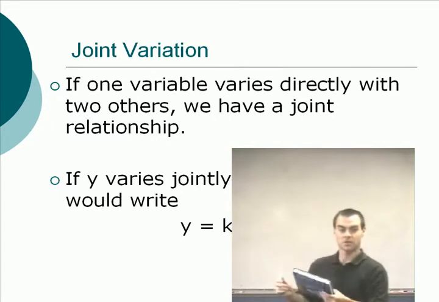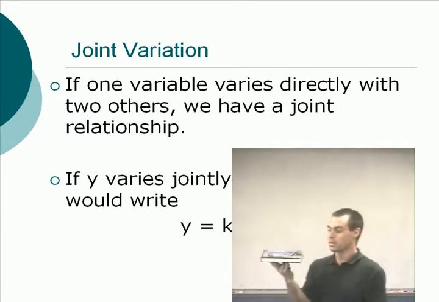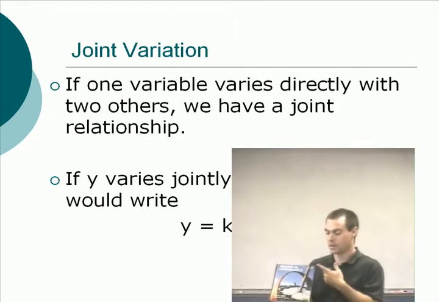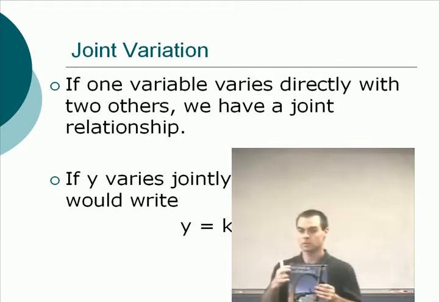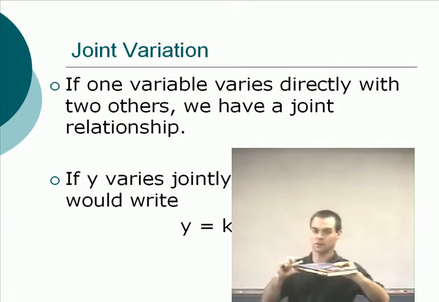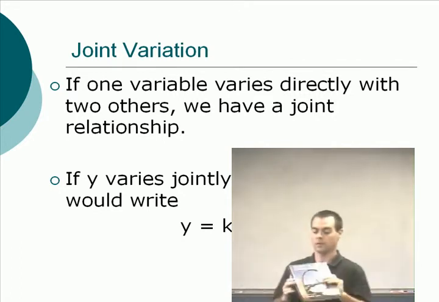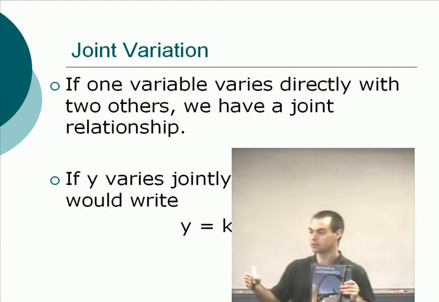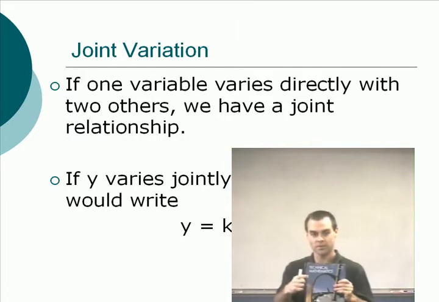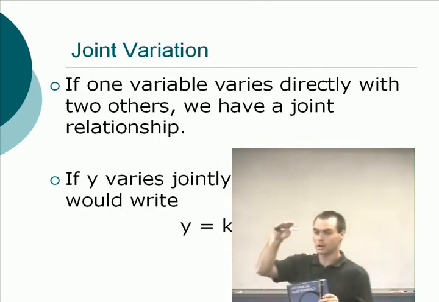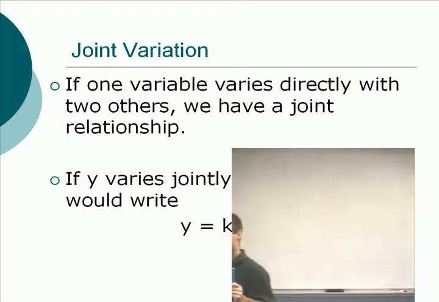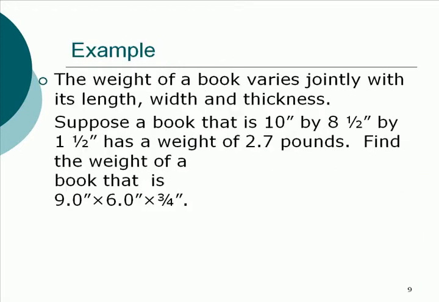All right? So you would say that the weight of this book varies directly with the thickness, the width, and the length of it. If we made the book twice as thick, it's going to be twice as heavy. If we make it twice as thick and twice as wide, it increases by a factor of 4. If we made it twice as thick, twice as wide, and twice as tall, it would increase by a factor of 8. 2 times 2 times 2. What we can say is the weight of a book varies jointly with its length, its width, and its thickness. All three of those things will affect the weight.